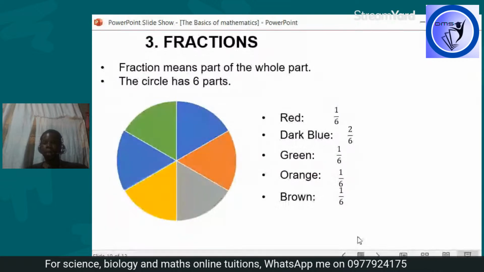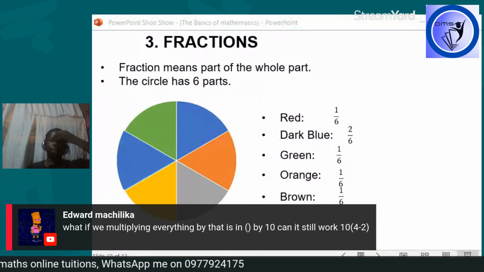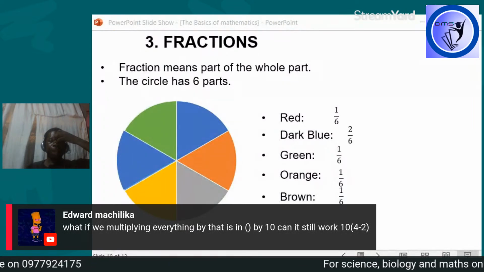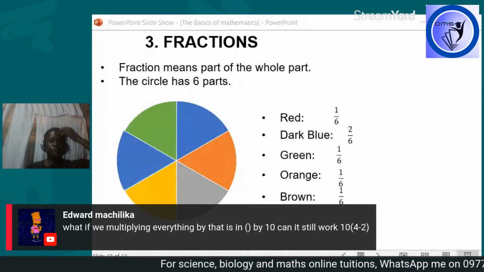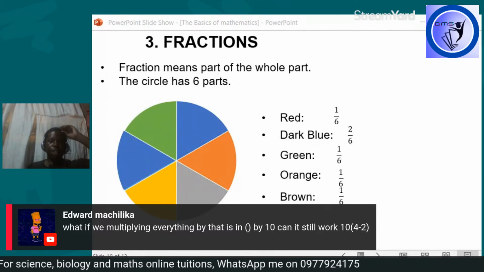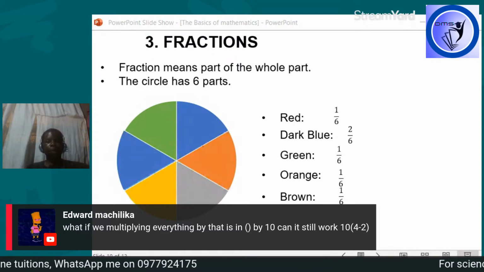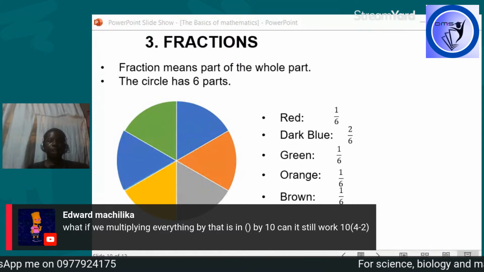Okay, so Edward has a question here. So let's see Edward's question. He's saying, what if we multiply everything in brackets by 10? Can it still work as that? Yes, yes, yes. That one also is okay. Edward, this one is okay as well.